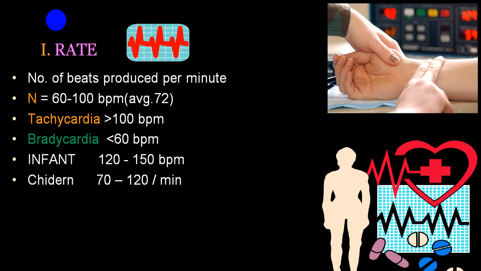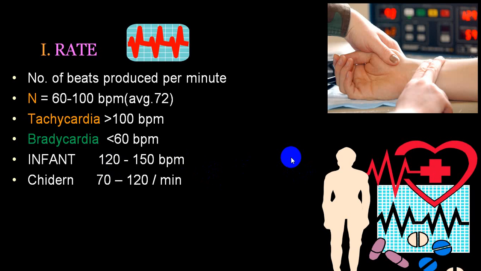In any normal person, particularly we are talking of an adult, the rate will be between 60 to 100, which we call normal. The lower limit is 60, the upper limit is 100. More than 100 is called tachycardia, less than 60 is called bradycardia. But in infants, the rate can be between 120 to 150. This is normal. While in children, it can be right from 70 to 120. You will have to keep this in mind when you are examining children or newborn infants.